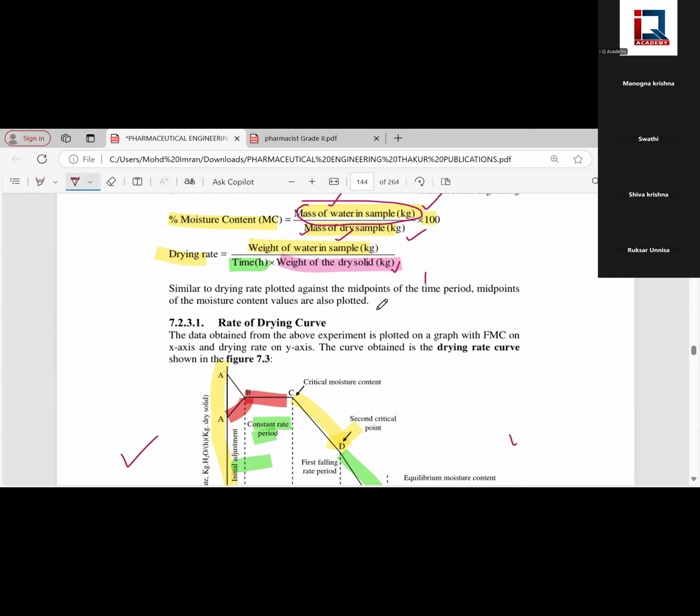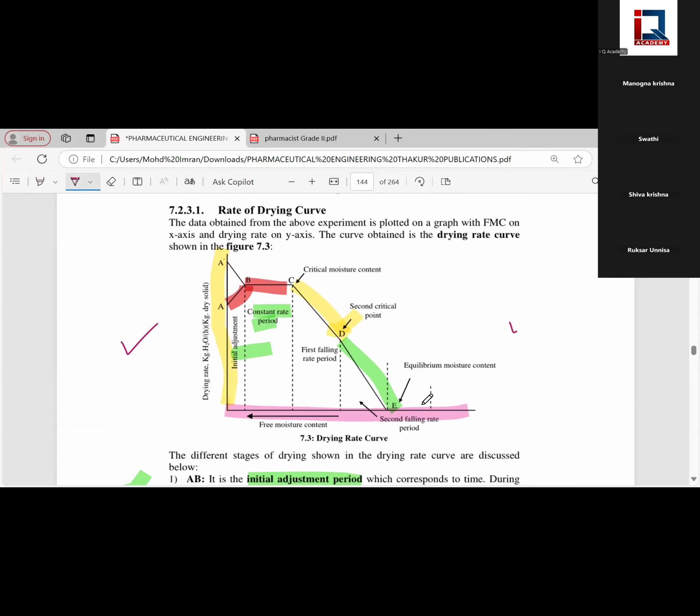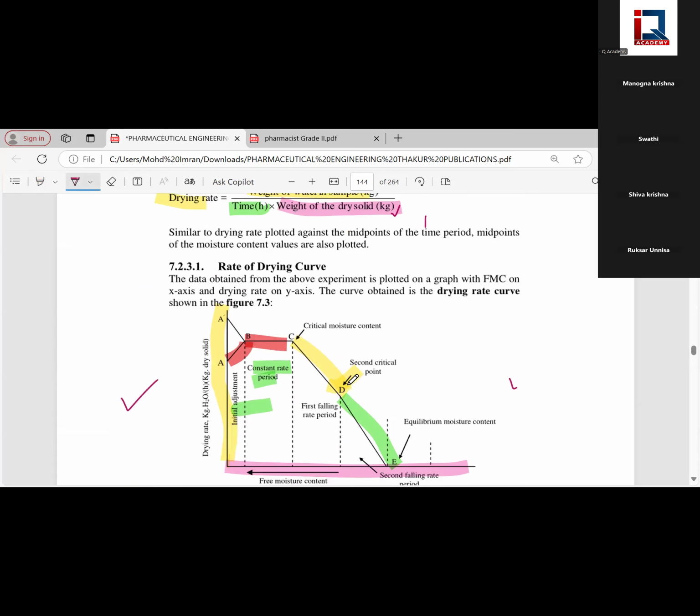So we have discussed the drying rate curve: A to B, B to C, C to D and D to E we are seeing. Point E is the equilibrium moisture content. Point D, second critical point. Point C, critical moisture content. Right. A to B is the initial adjustment period, and B to C is the constant rate period.